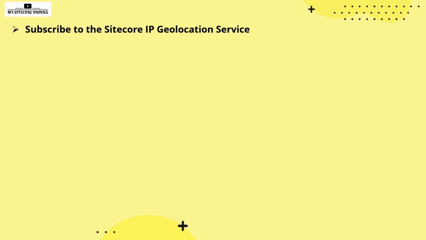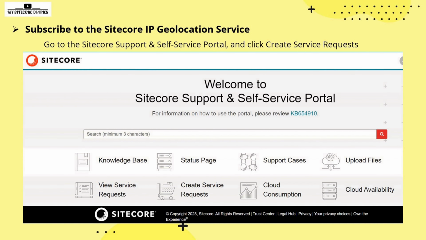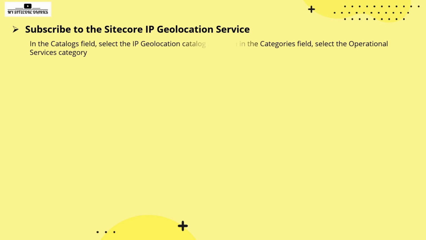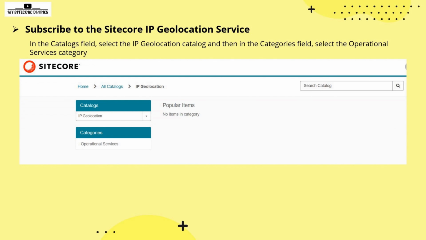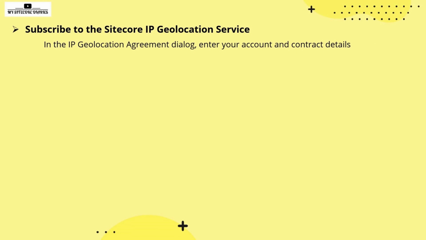Then how do you subscribe to the geolocation service? Go to the Sitecore support and self-service portal and click create request. Once you log in, on the landing page you have a create service option. Click on it, then select the category. In the category field, select the IP geolocation catalog, and then in the categorize field, select the operation service. Then you will have the IP geolocation service agreement. You have to click on this.